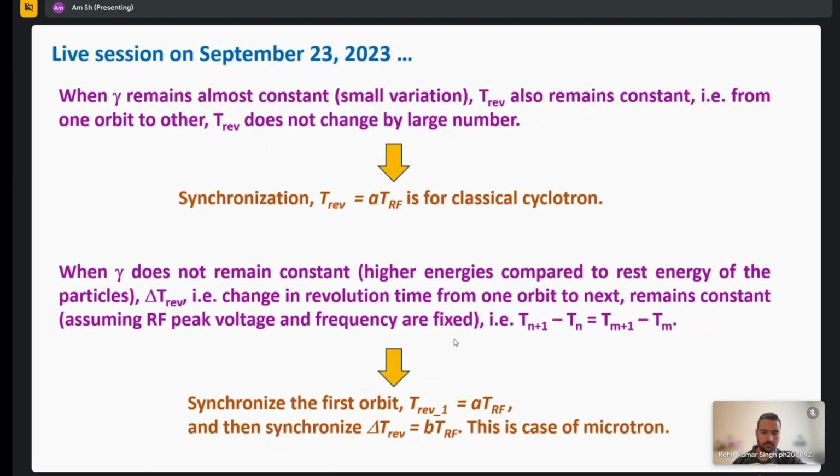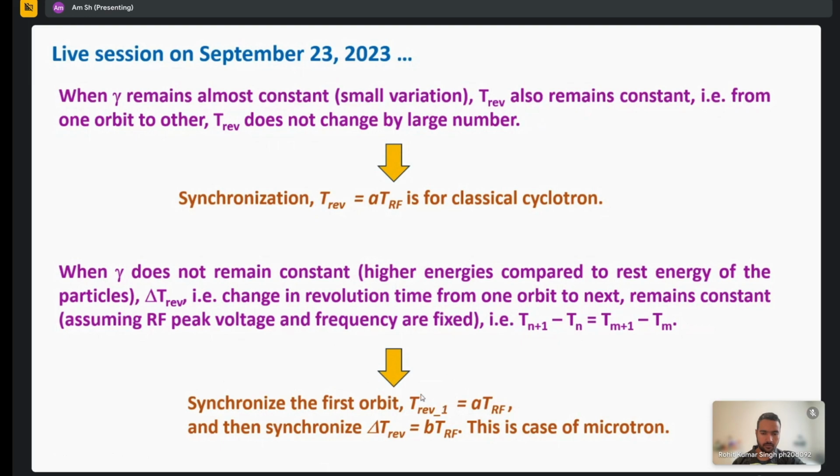This combination is known as classical microtron. So in microtron, using this synchronization condition, we can even energize the electrons, which become highly relativistic.